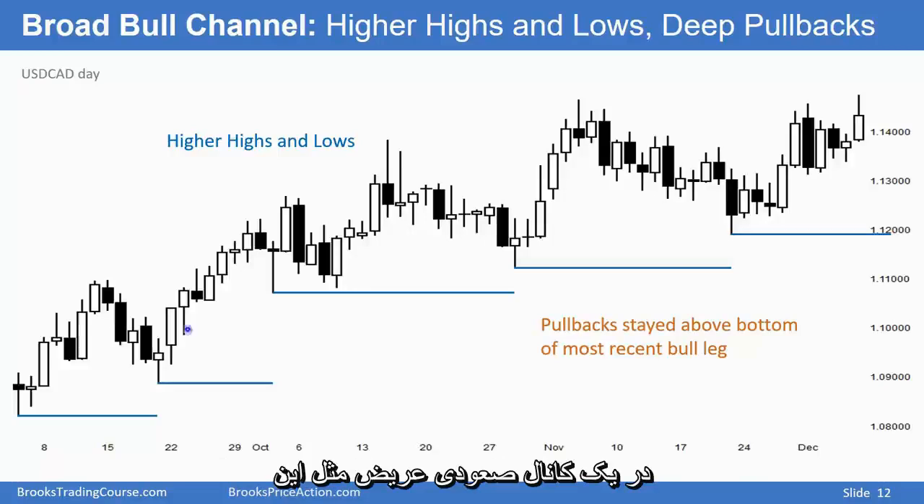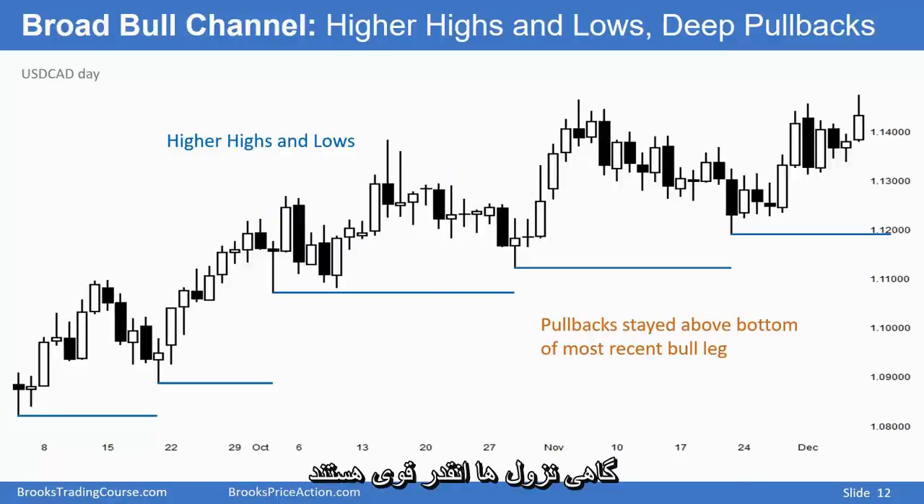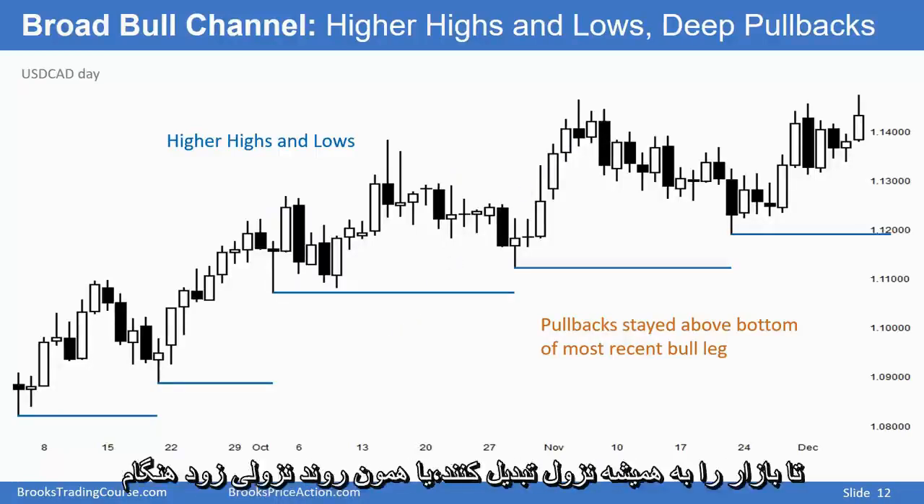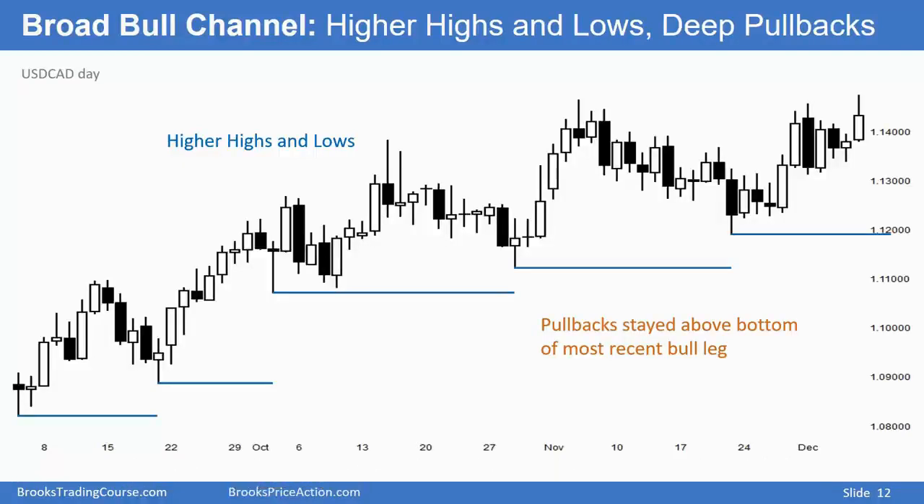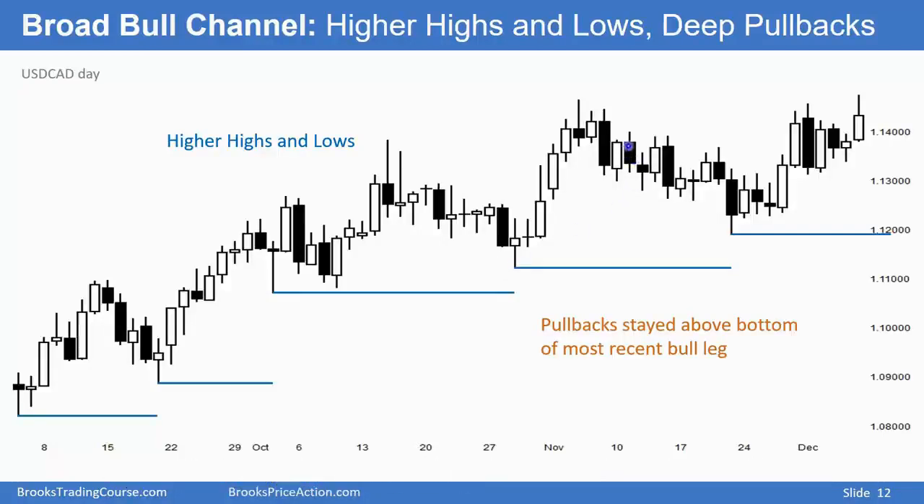In a broad bull channel like this, you often have pretty strong sell-offs. We have many of them here. And sometimes the sell-offs are even strong enough to convert the market into always in short. In other words, an early bear trend. However, unless the bears are able to get below major higher lows, even if it becomes briefly always in short, the odds are the bull trend will continue.